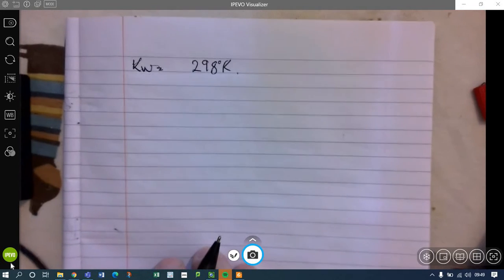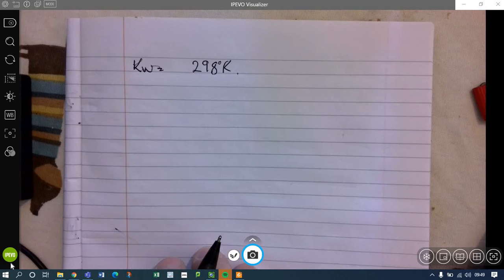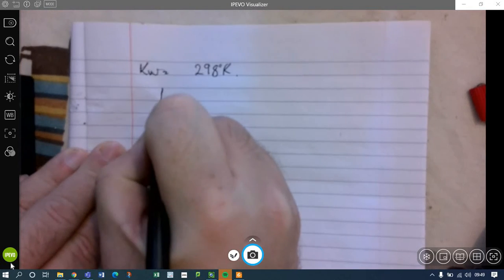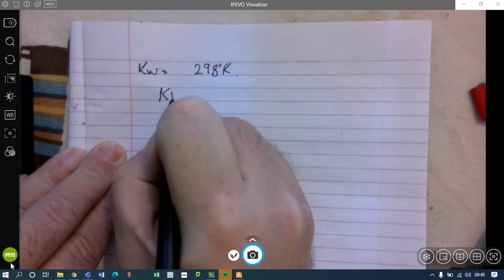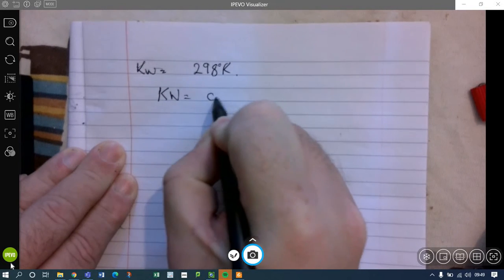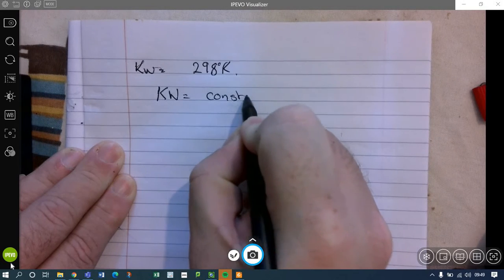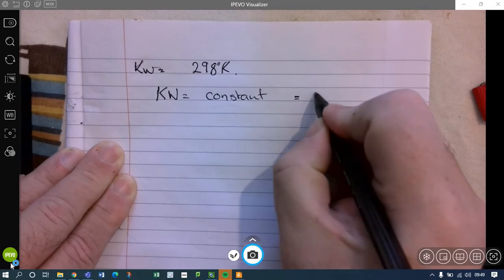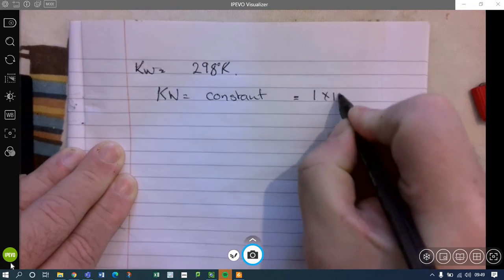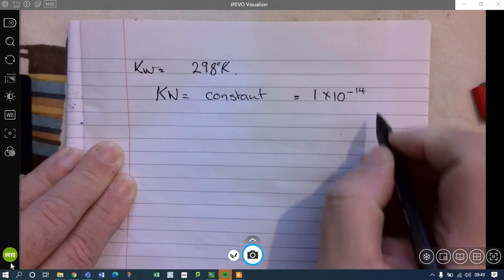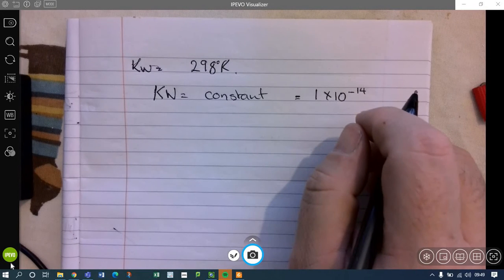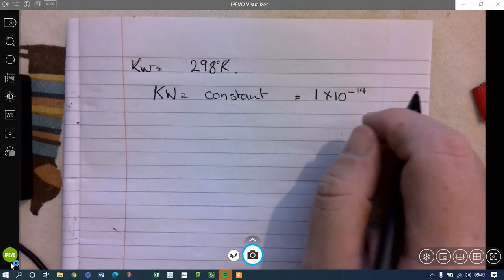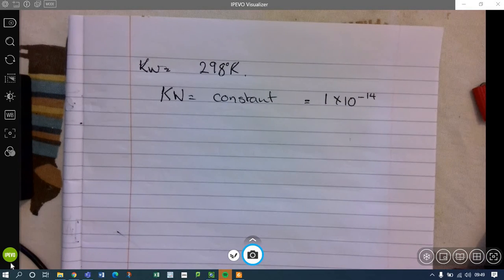When you undergo that reaction and do the workings out and do the mathematics for it, you find out that Kw is actually a constant. And that constant is 1 times 10 to the minus 14. Sorry, I do apologise. 1 times 10 to the minus 14.